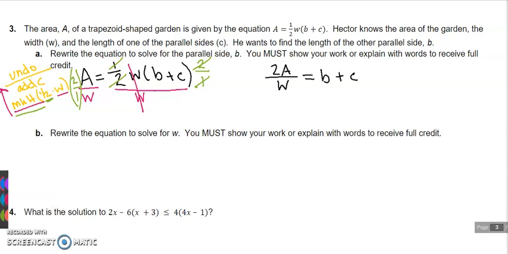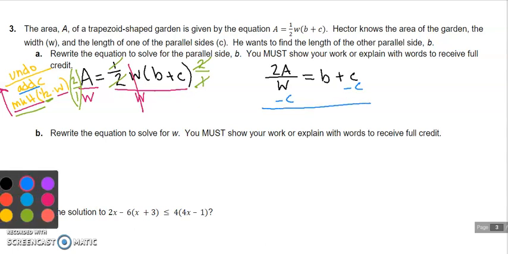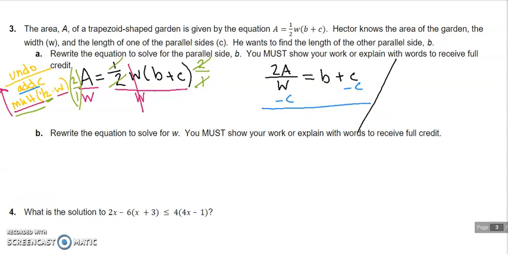Now I'm going to keep working my list. The next thing in my list is to undo adding C, which means subtracting C. So what I'm going to have left is 2A over W minus C, because this entire thing is being subtracted by C, so I'm just putting it out to the side, equals B.